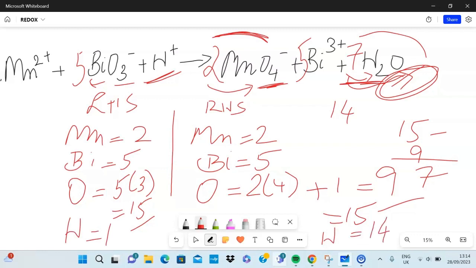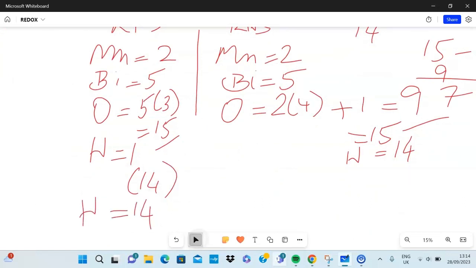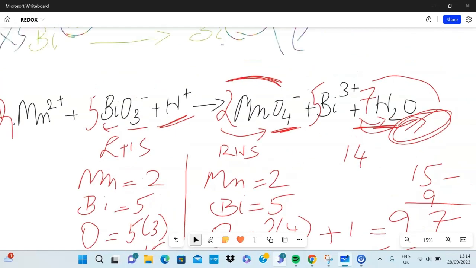Now, what am I going to do? The best thing to do is to simply multiply my 1 hydrogen here by 14. So that's going to be H equals 14. Gonna change that up top. And that'll be 14 H plus. I'm very sorry for the messiness. I'm going to rewrite this again.